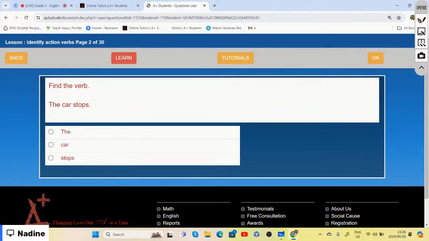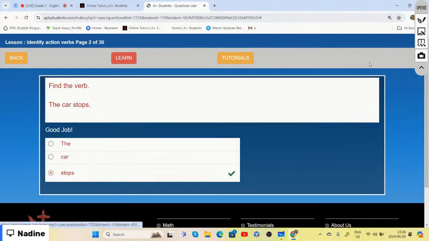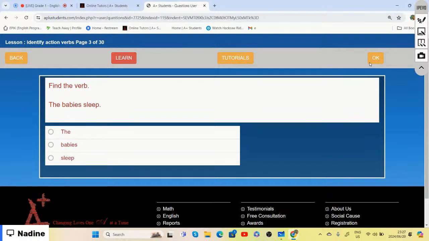All right, and if we find the verb, then we can say stops, right? So well done. Stops is correct. Well done. All right, let's look at the next one.